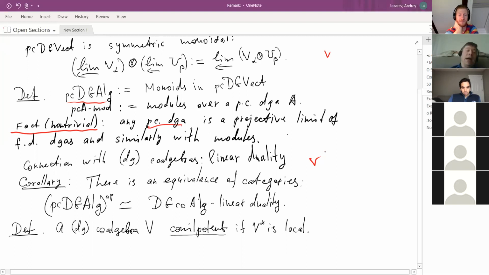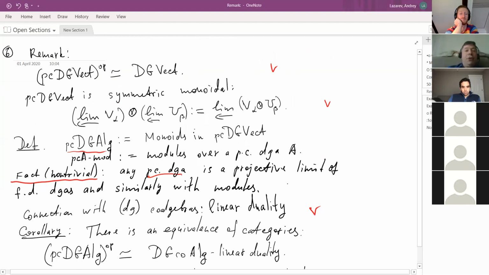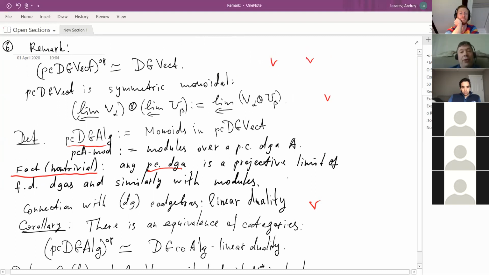That's because the linear dual of any vector space is a pseudo-compact vector space. So this could be viewed also as a theorem, rather than as a definition. Given a differential graded vector space, I take its dual. It was previously an inductive limit of its finite dimensional subspaces. When I take a dual, it becomes a projective limit. So it's a bit of a theorem, if you like, although a very simple theorem.